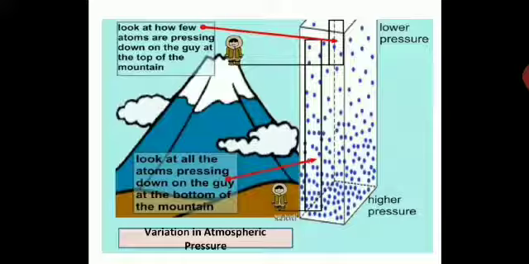You can see the cuboidal cylinder, see the red arrow is being compared here with the help of a cuboidal cylinder. So look at all the atoms pressing down on the guy at the bottom of the mountain. So this is the variation in atmospheric pressure at higher altitude and at the earth's surface. So you just have to understand this concept with the help of this demo.